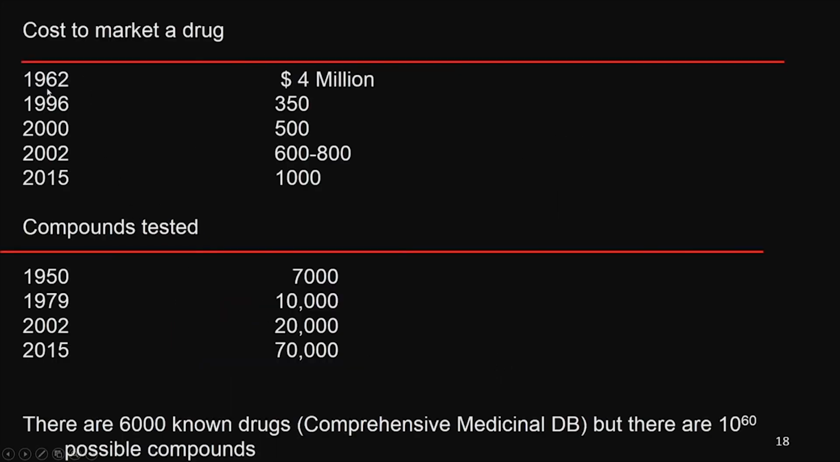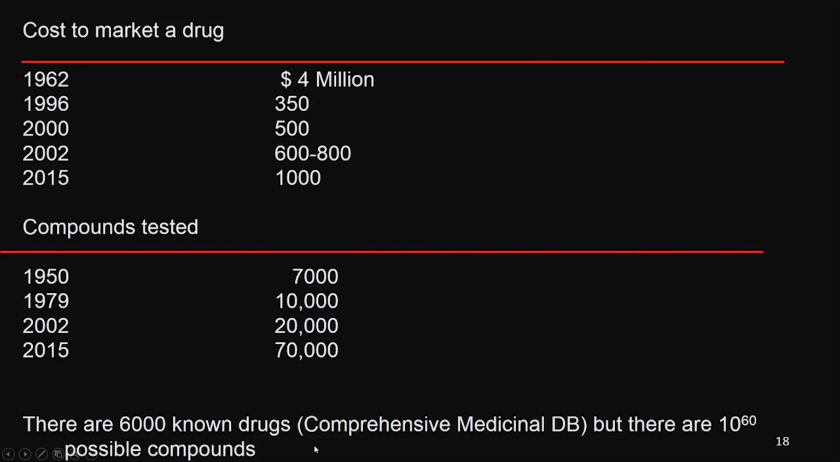In the 60s drug discovery used to be cheaper, talking in terms of $4 million US, but as you can see, as you go down, it has become almost $1 billion. Simultaneously, in the 50s maybe only a few compounds were tested, but as you go down we can see that 10 times more compounds are being tested. So we started testing more compounds. The cost of marketing a drug also keeps going up and up.